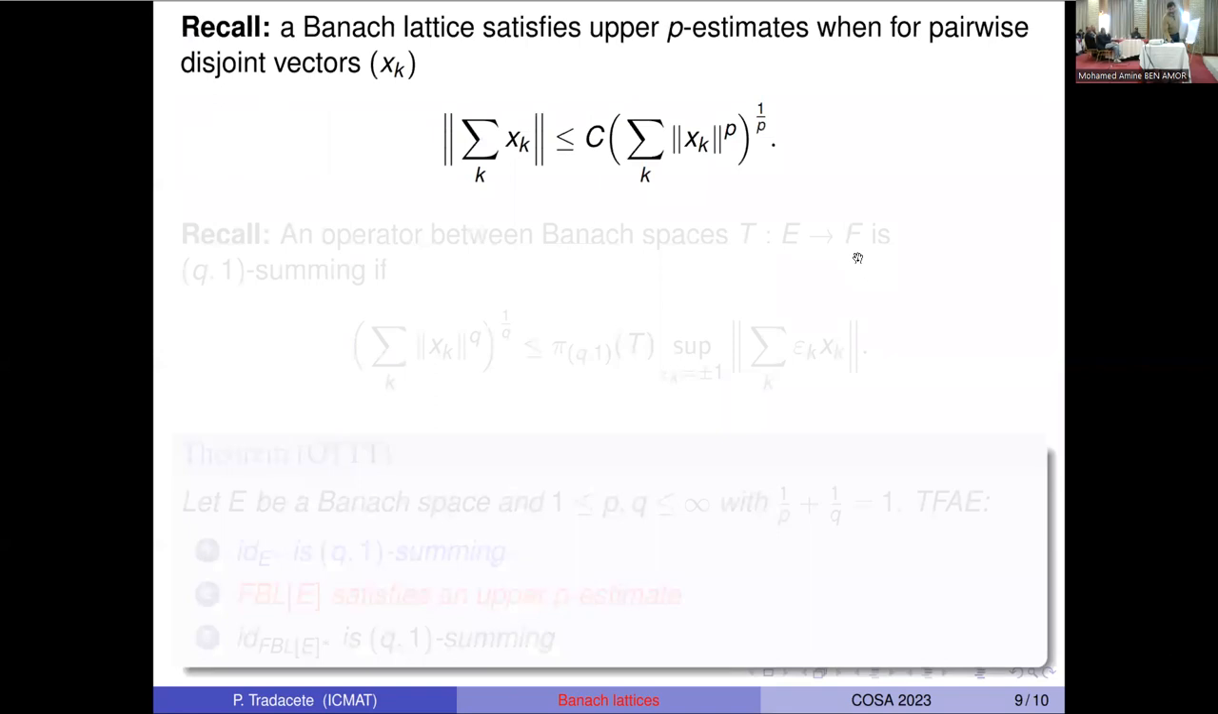maybe the last result I want to mention, I will finish with it. It's another property we could characterize, which is related to upper p-estimates. A Banach lattice is said to have upper p-estimates whenever there's some constant C with the property that for any pairwise disjoint family of vectors, when you compute the norm of the sum, you have this upper estimate. You can compare it from above with the ℓp sum of the norms. Of course, Lp spaces will have an upper p-estimate and a lower p-estimate, which would be the converse inequality.